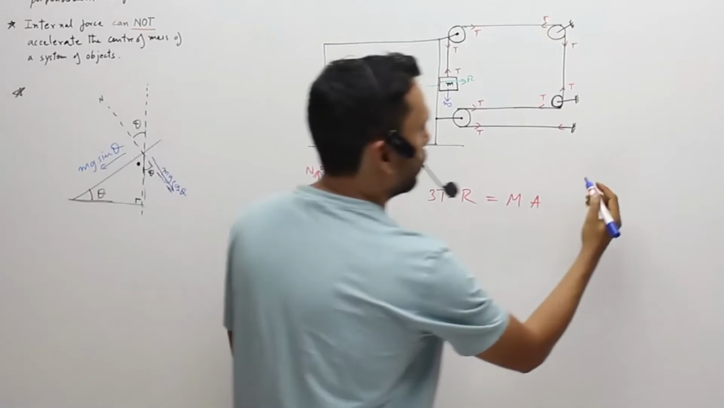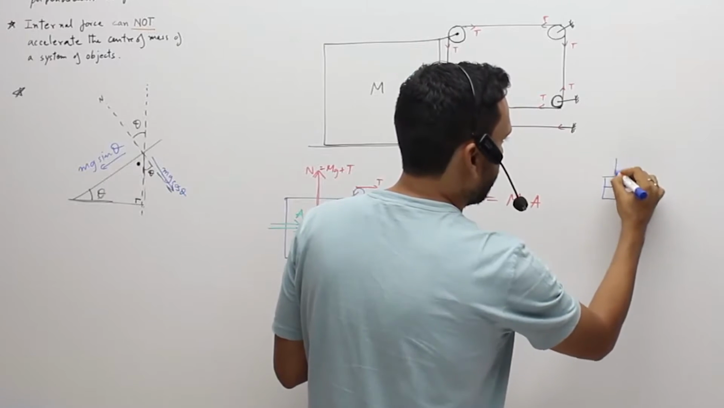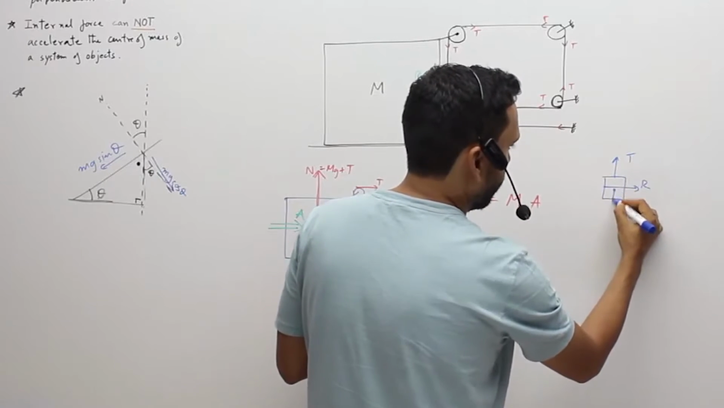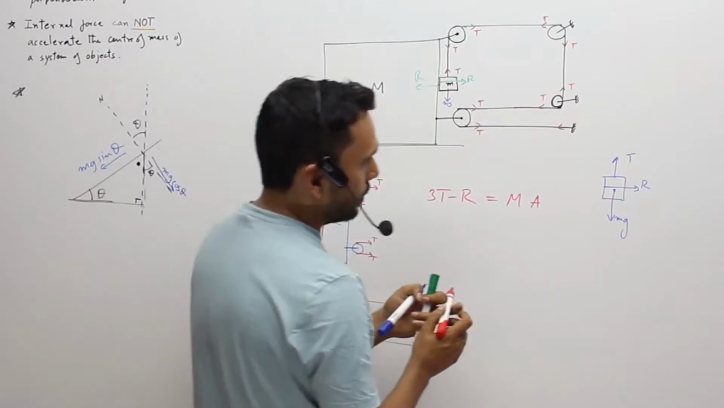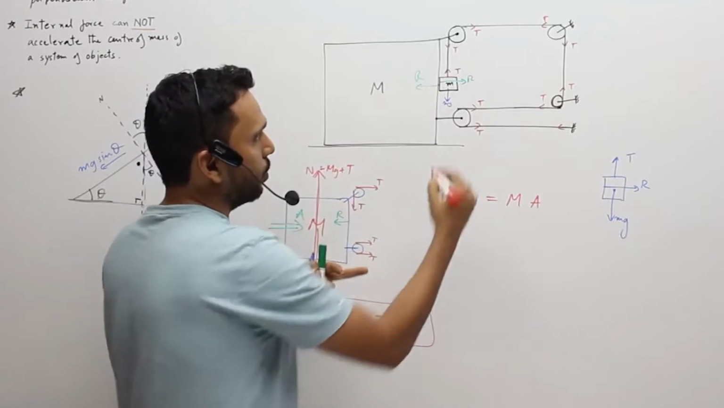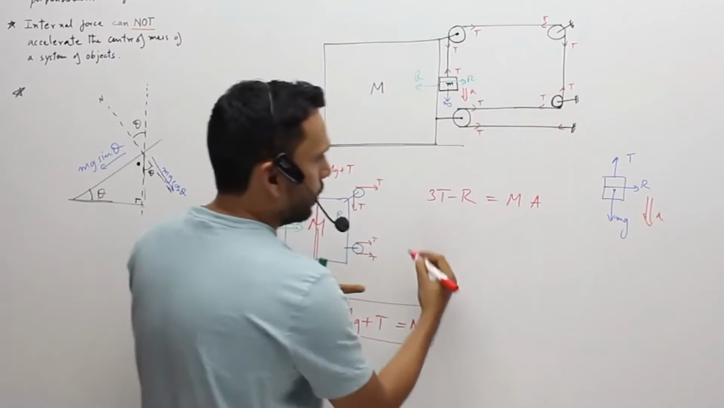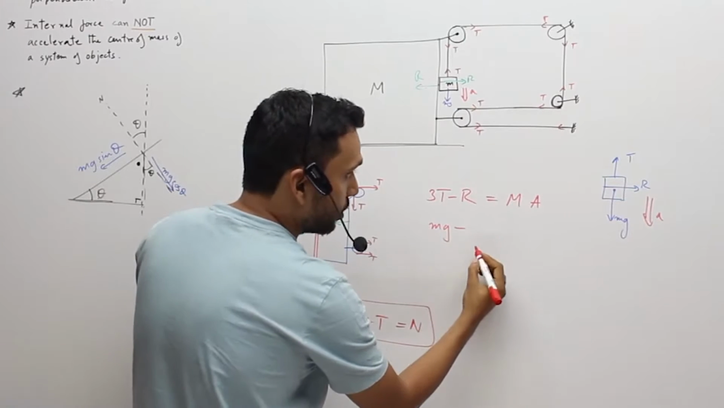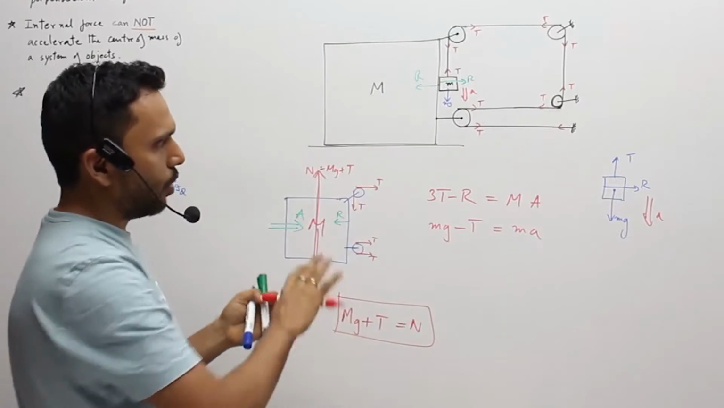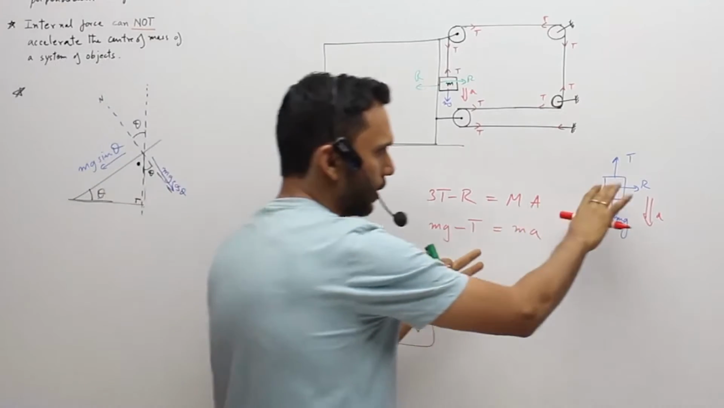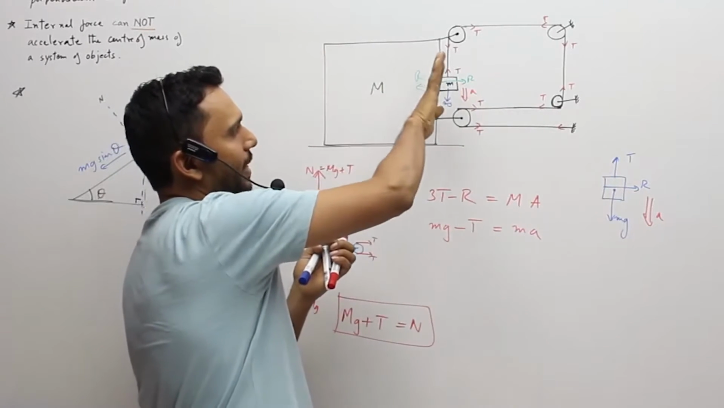Now what about the small mass? The small mass again will have two equations, one in the horizontal direction and one in the vertical direction. So what is in the vertical direction? In the vertical direction, if the mass is going down with, say, acceleration small a, then we have mg minus T is equal to small m into a. And what about the horizontal direction acceleration?